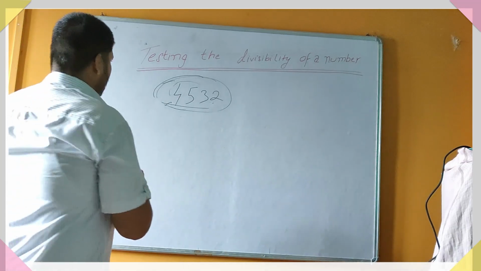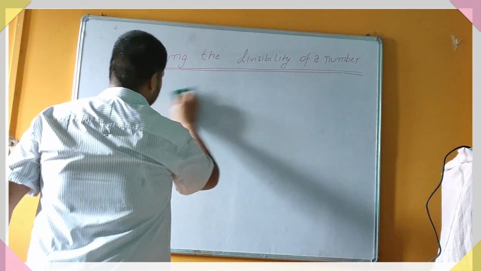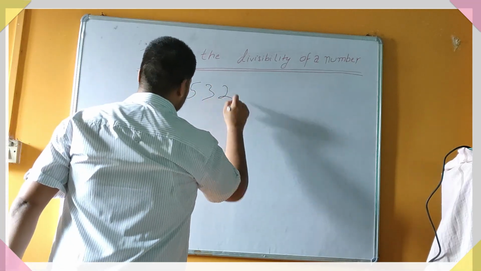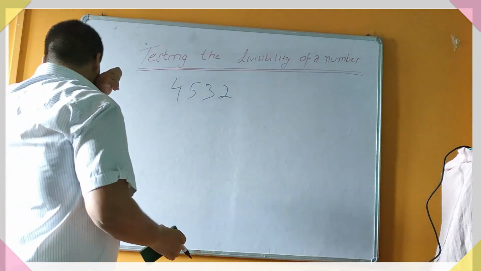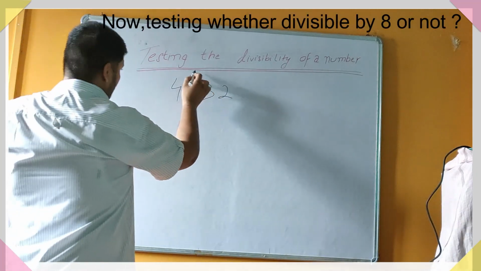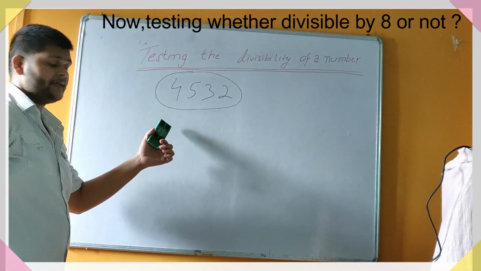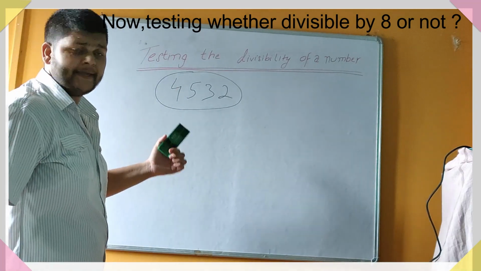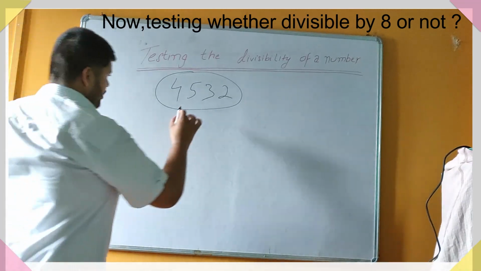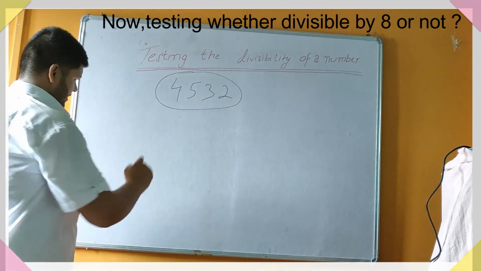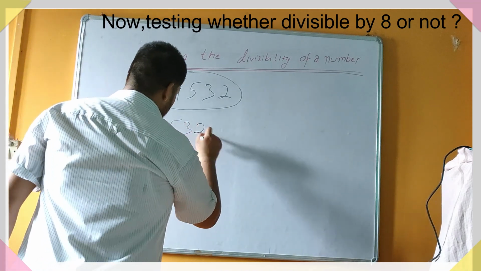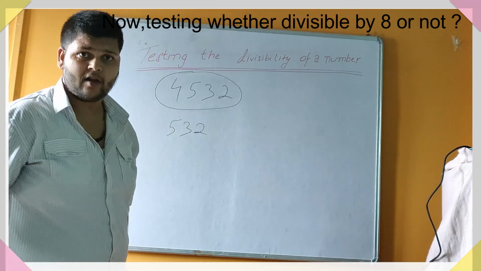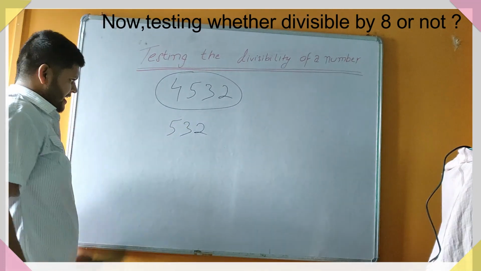So this is the number, I am writing it fresh once again, 4532. This was the number, and here we are going to test whether this whole number is divisible by 8 or not. How can we conclude that? So let us see. You have to pick the last 3-digit number, that is 532, and we need to test whether this 532 comes under the table of 8 or not. So let us test.